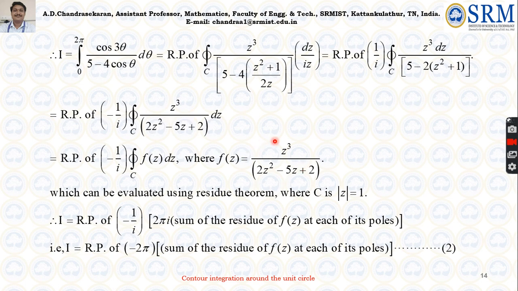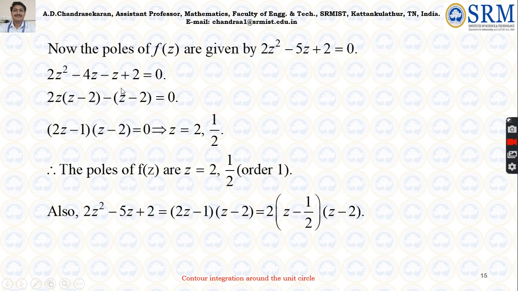What are the poles of f(z)? The poles of f(z) are nothing but the zeros of the denominator, 2z² - 5z + 2 = 0. If I factorize this, we get z = 2 and 1/2. Both are simple poles, that is, order is 1. So 2z² - 5z + 2 can be written as (2z - 1)(z - 2), or I take 2 outside in the first term: 2(z - 1/2)(z - 2).